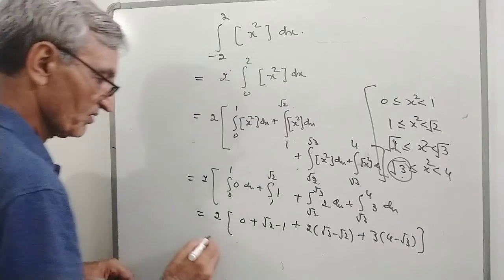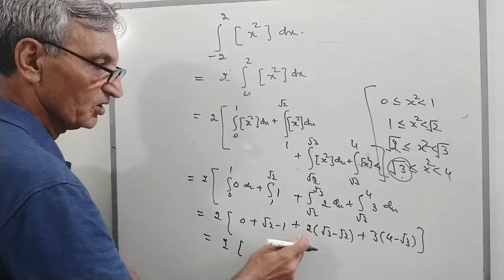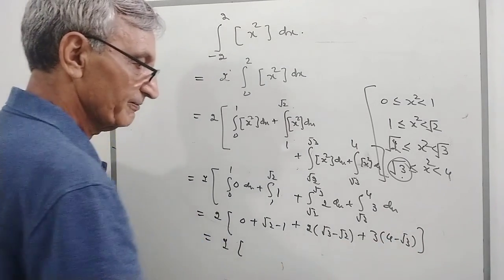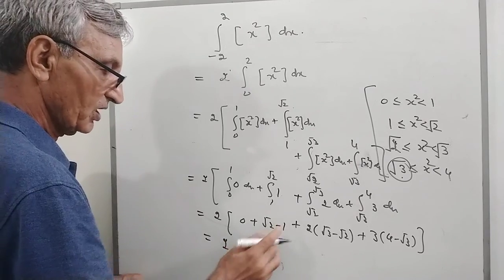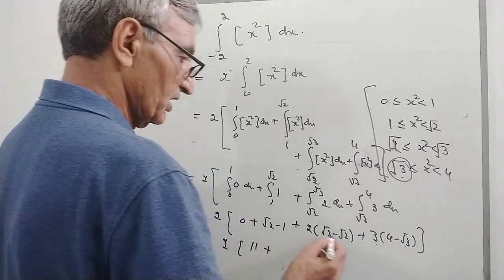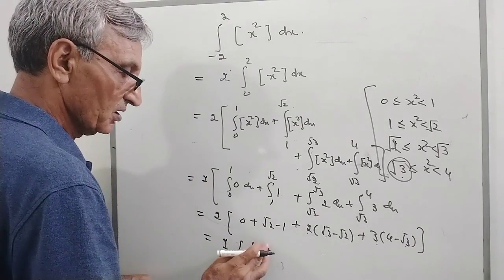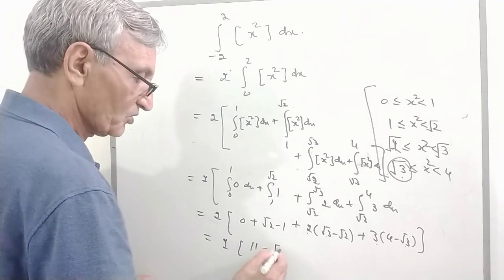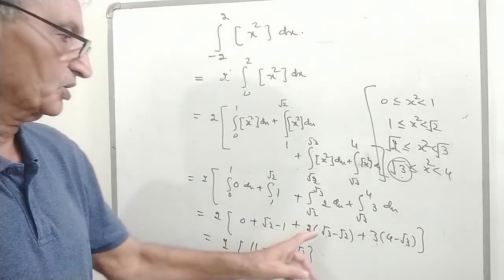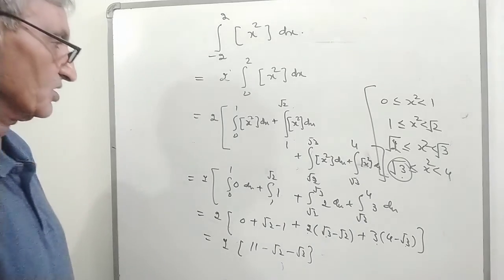That is the goal. Twice of under root 2 minus 1, plus 2 under root 3 minus 2 under root 2, plus 3 into 2 minus 3 under root 3. Combining, under root 2 and under root 3 terms cancel or combine, and this is the answer you get.